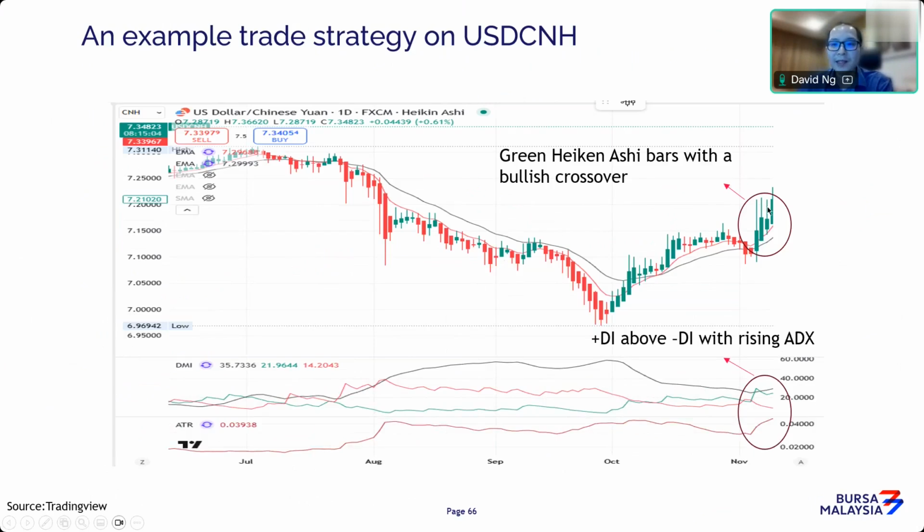Now, this is another example, but this time it's on the Chinese currency. Here you can see the bullish candle on your Heiken Ashi, bullish crossovers on the DMI, and the key thing is that the ADX is starting to rise. So that tells you that this bullish trend may start to gain some strength and may even go higher.